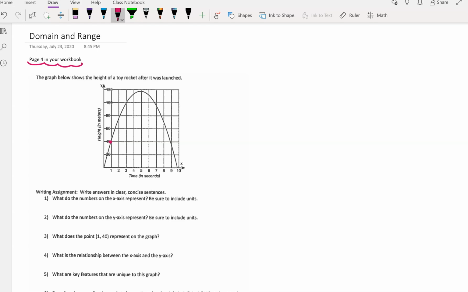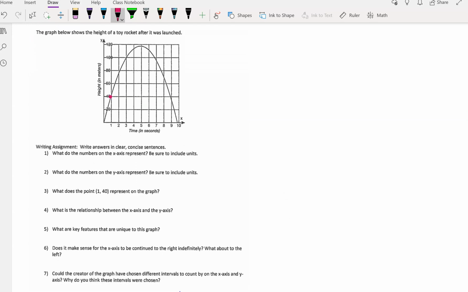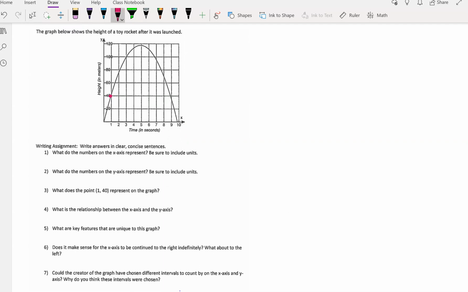Okay, so let's go through and we're just going to answer some of these questions together to give you guys an idea of what to look for in terms of key features of your graph. Okay, here we go. What do the numbers on the x-axis represent? Well, we've talked about that. We looked at our x-axis and the numbers represent time in seconds. Okay, always super important to remember what labels we have and what our numbers are actually representing and what they're actually meaning. The numbers on the y-axis represent height in meters. So just write that in here. You can write that along with me if you'd like on your own workbook.